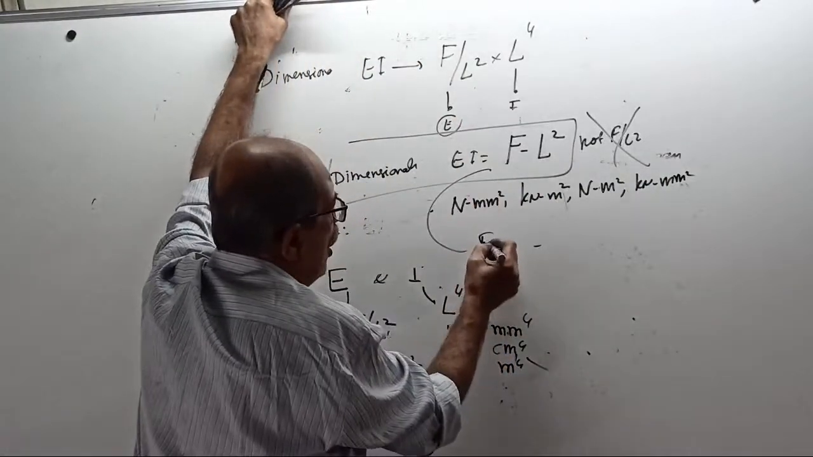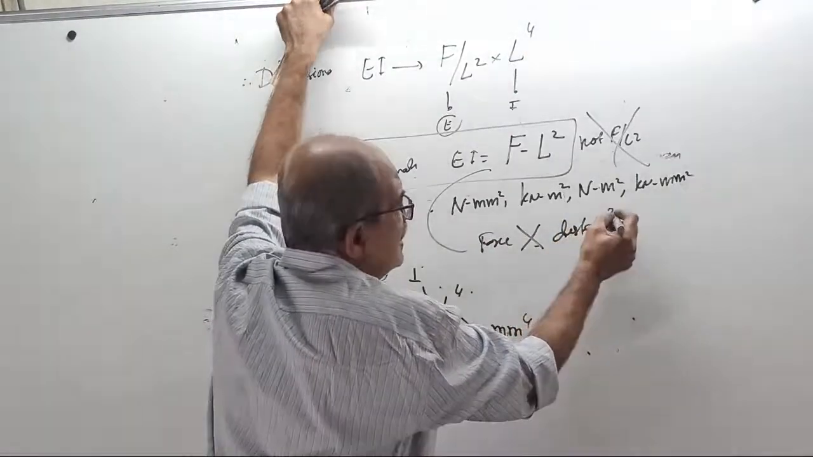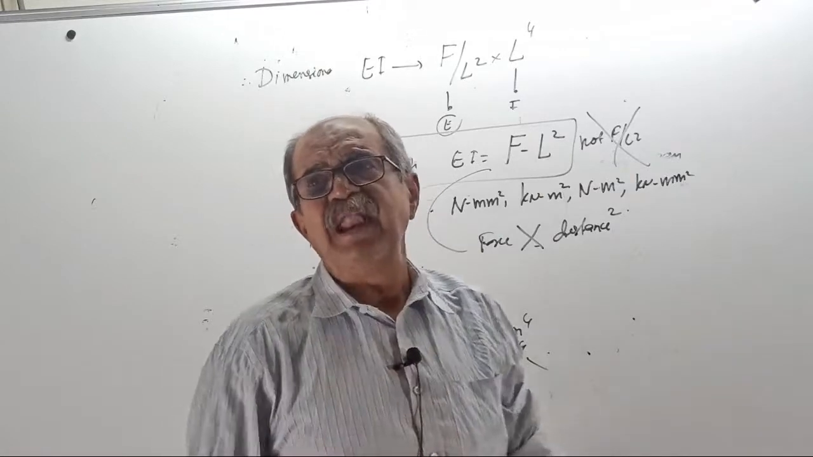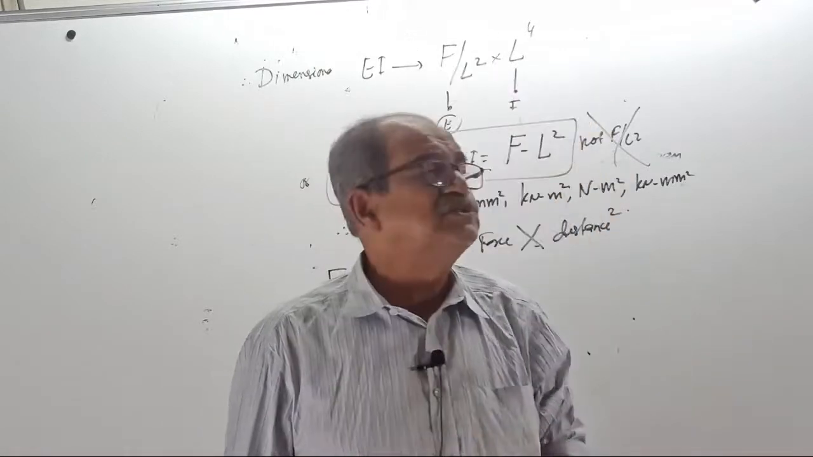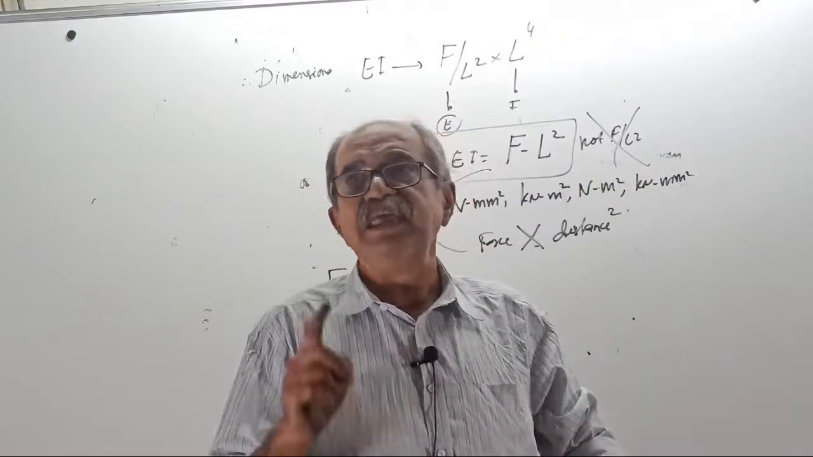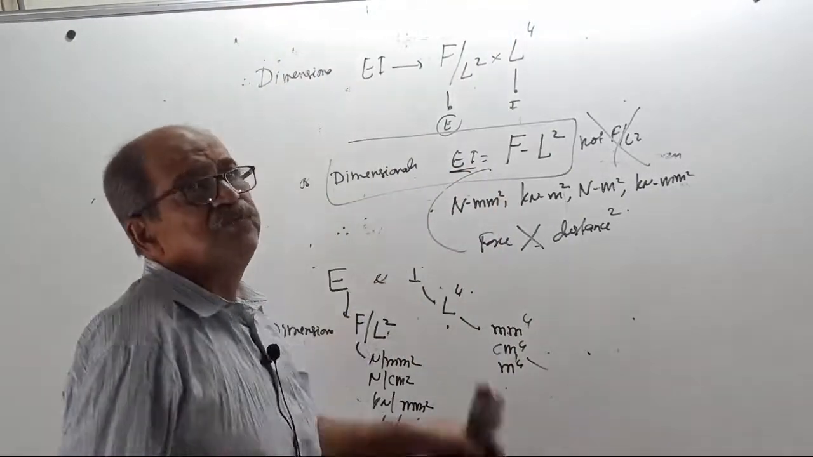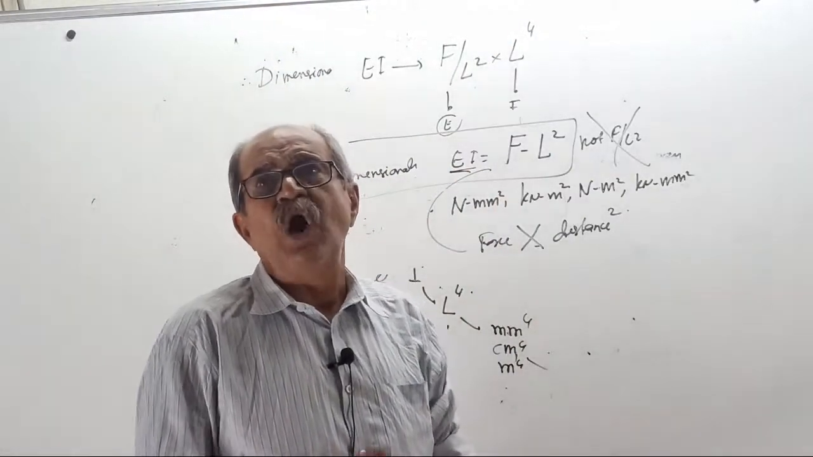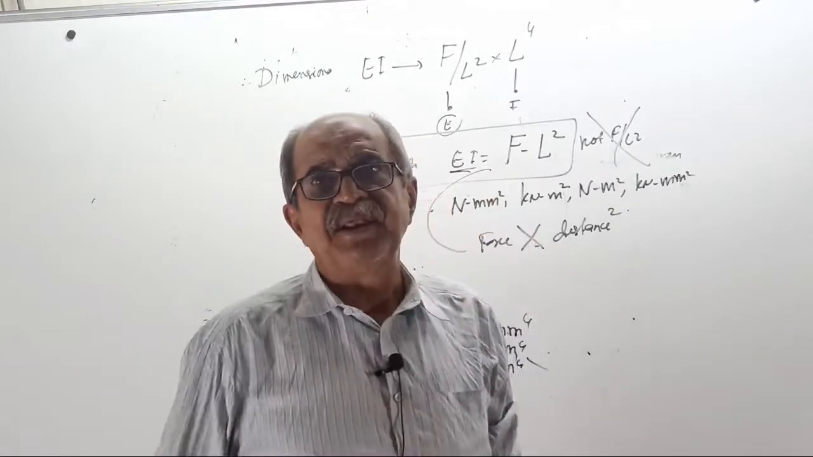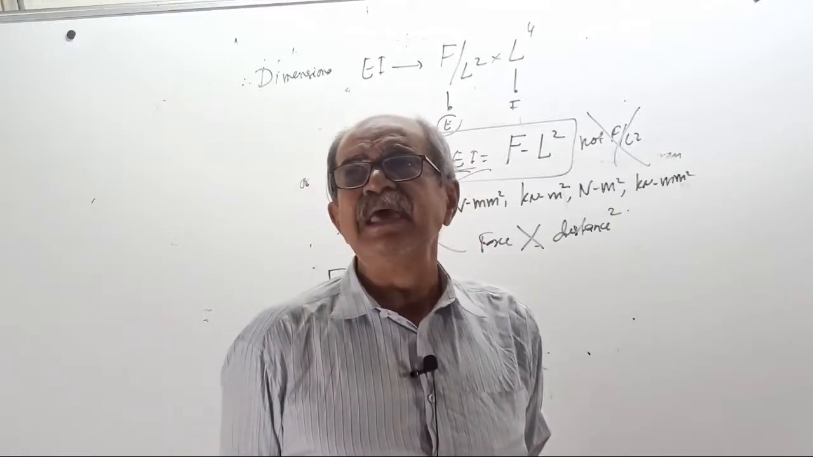Or remember, force into distance square. Distance square. So when the term E is there, it is force per distance square. I is distance power 4, linear power 4. But EI product, flexural rigidity, is always force into distance square, not per. Sometime in the class I will tell, when you tell E, per will come, Newton per mm square. When you tell I, linear power 4.